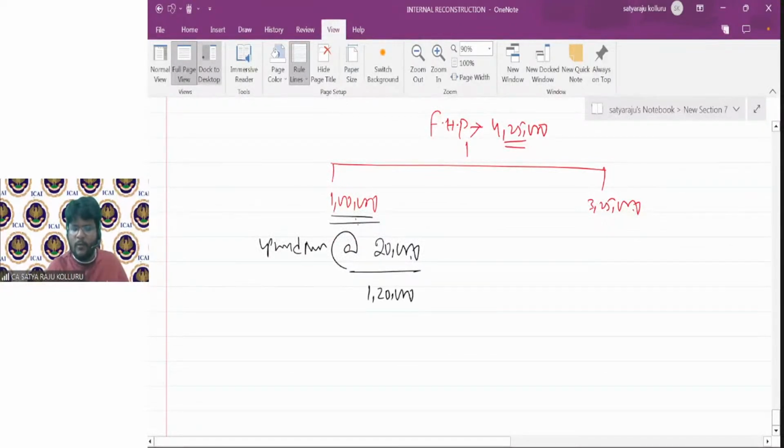I know at the time of upward revaluation, what is the journal entry? May I know? Freehold property account debtor. Let me write here. Freehold property account debtor.